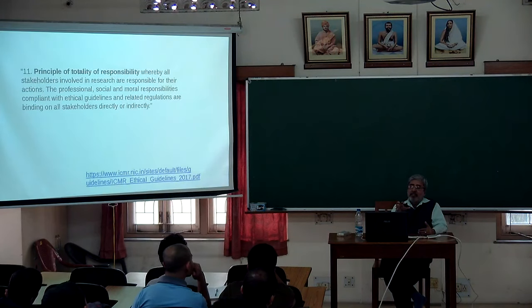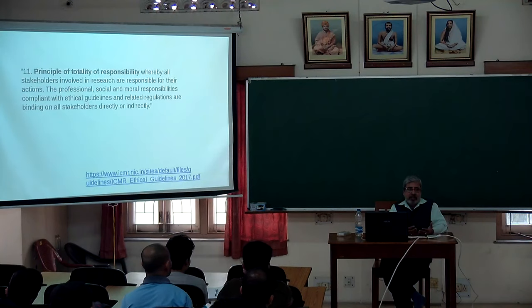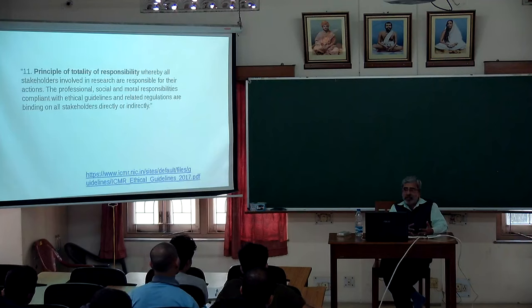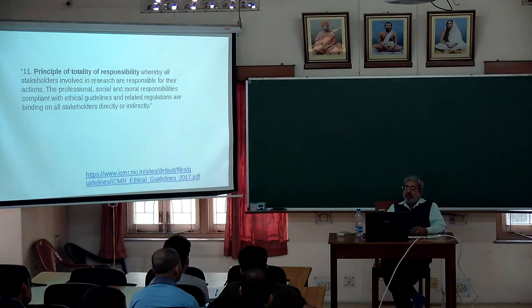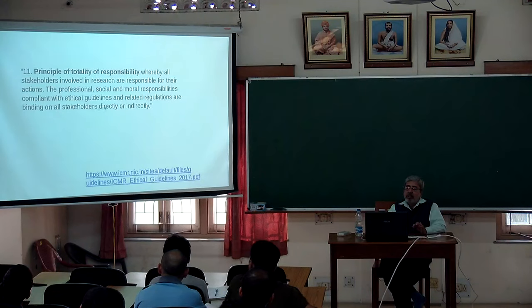In science, this totality of responsibility and accountability is a very, very interesting issue. And we have seen many cases like this. The recent case is where the landing failed. Can you imagine how many crores have been spent on that? Crores, a million crores. From the starting of the component level to that level, they failed. One experiment failed, and the one experiment cost was like that. So professional, social and moral responsibilities, compliant with ethical guidelines and related regulations, are binding on all stakeholders directly or indirectly.